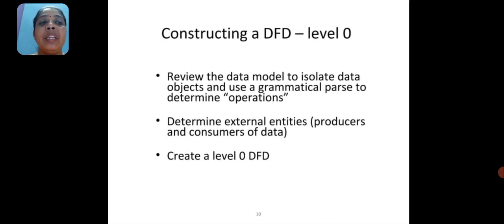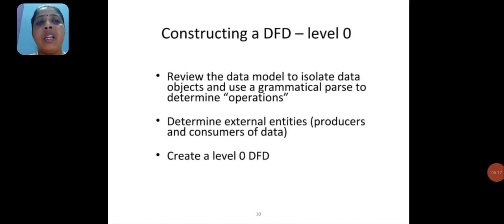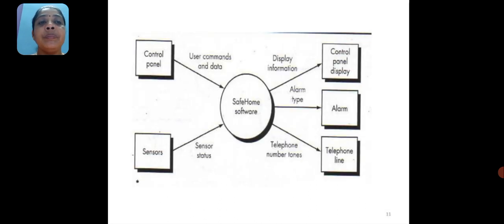Constructing a DFD level 1. Here, for level 1, review the data model to isolate data objects and use grammatical parsing to determine the operations. We have to clearly define the words while developing the DFD diagram. Determine external entities like producers and consumers of data, and create a level 0 DFD. This is the structure of the level 0 diagram.